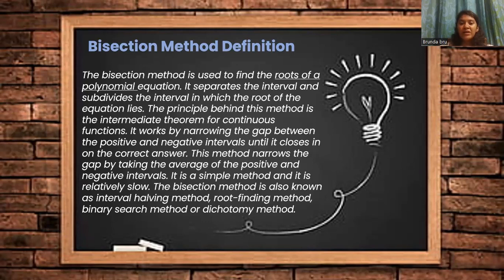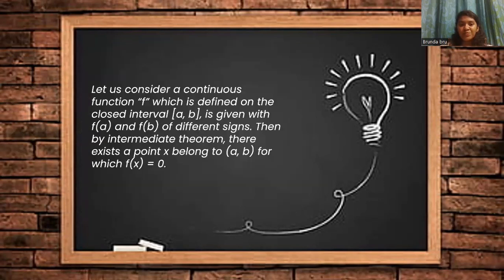The principle behind this method is the intermediate value theorem for continuous functions. It works by narrowing the gap between the positive and negative intervals until it closes in on the correct answer. This method narrows the gap by taking the average of positive and negative intervals. It is a simple method and is relatively slow. The bisection method is also known as the interval halving method, root finding method, binary search method, and dichotomy method.